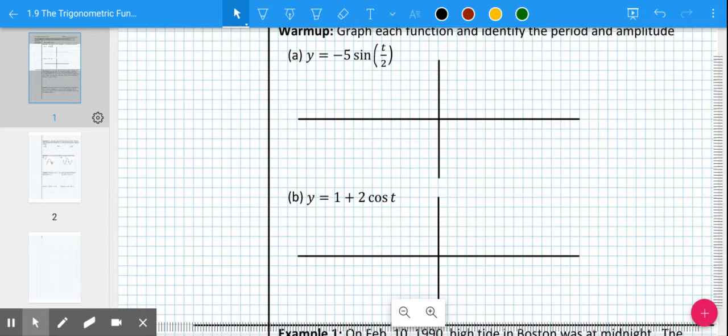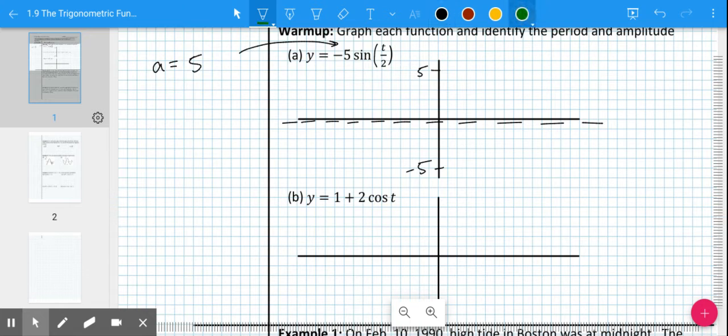You're going to graph the function and identify period and amplitude. I will do part A with you guys. Looking at this function, the amplitude is in front of sine, so it's going to be 5, which means I'm going to scale my y-axis. So I'll go up 5, 1, 2, 3, 4, 5. I'll go down 5, 1, 2, 3, 4, 5. The midline is still at 0 because there is no plus k anywhere, so I can draw that in if I want, or you don't need to.